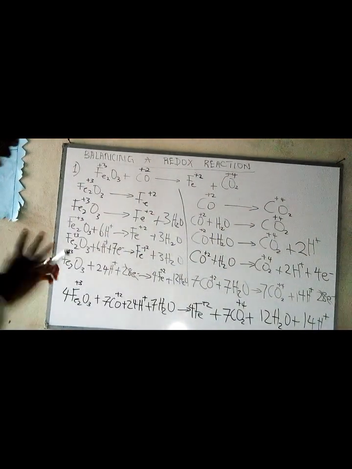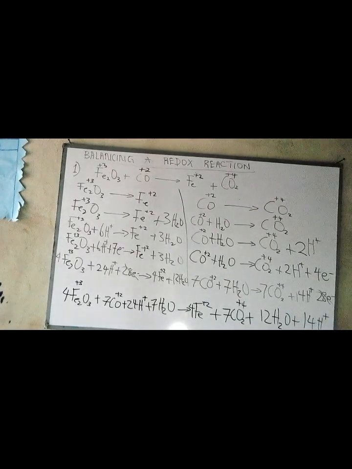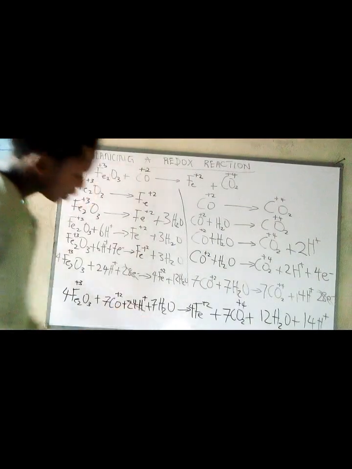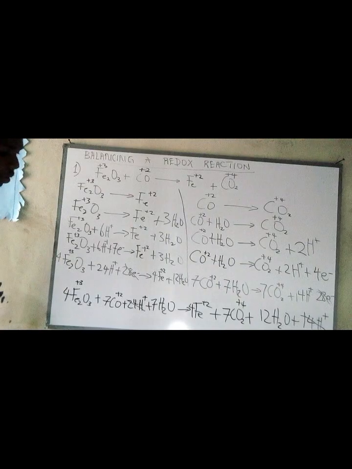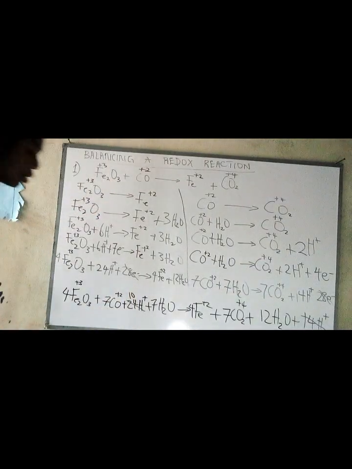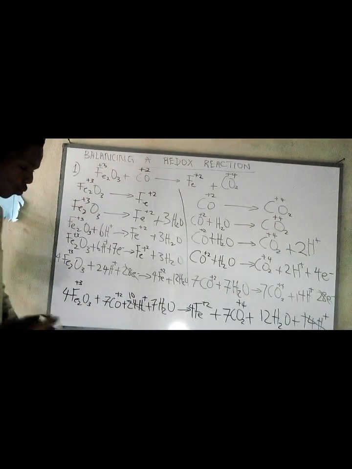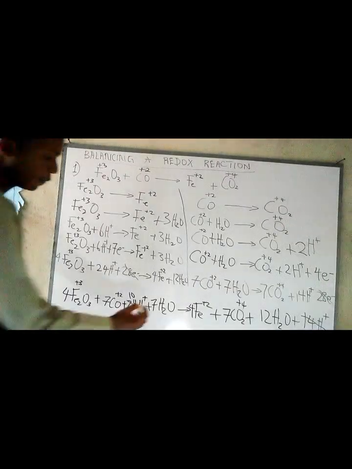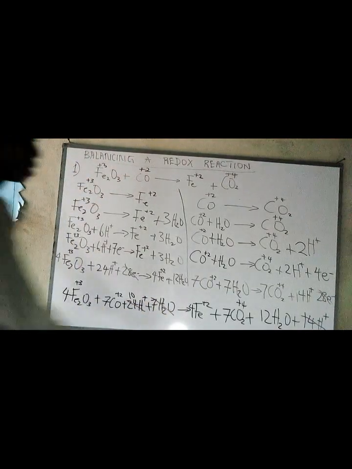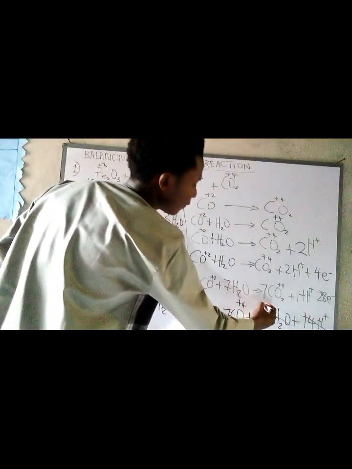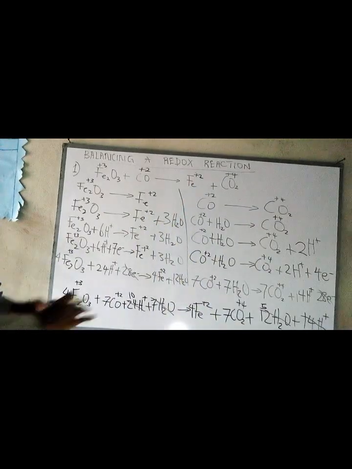What do we now do? We have to cancel out. So now what is common here? If we cancel out this hydrogen ion, 14 go here, 14 go into this place, we have 10 left. After we've gotten 10 left, what next do we cancel out? The water molecule. If 7 go here, if 7 go here, what is left? 5 is left. So now after we've cancelled out, let's rewrite the equation.